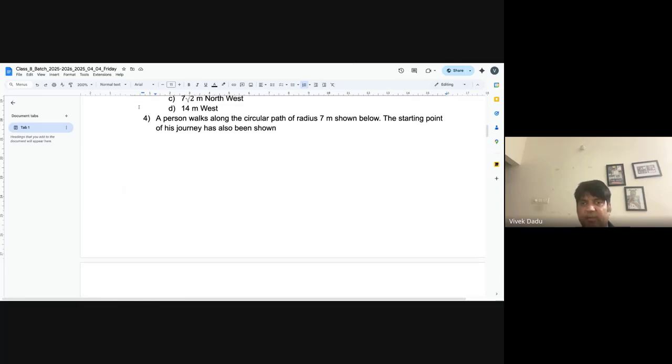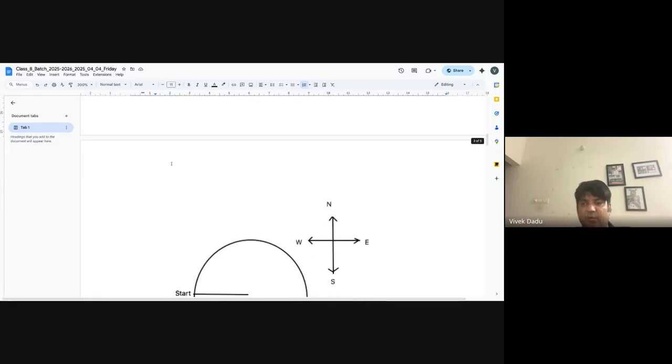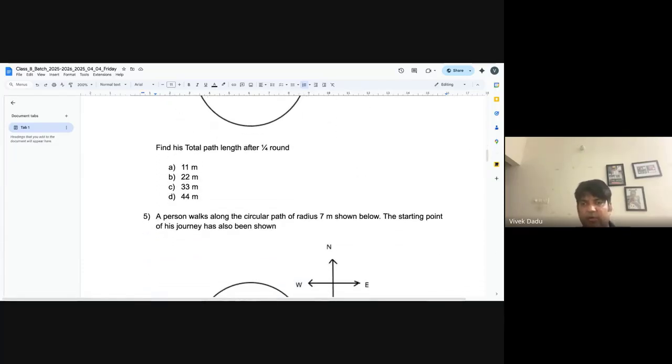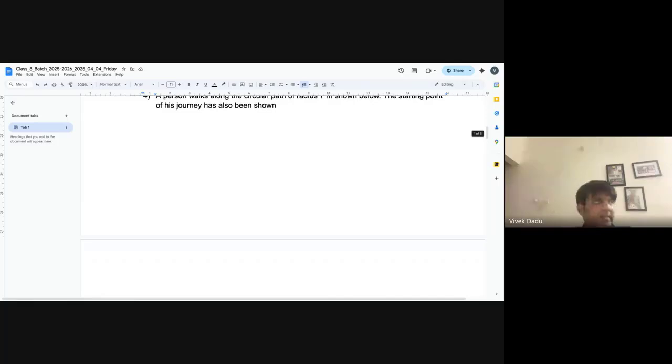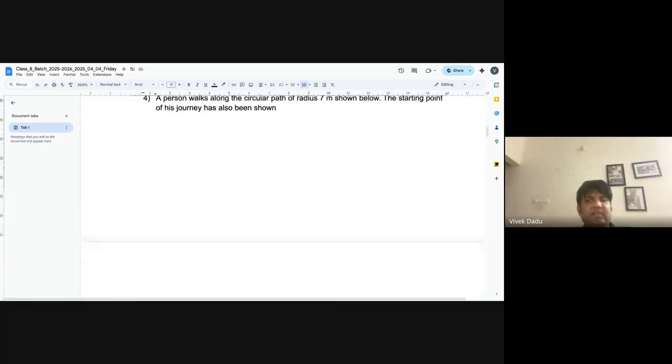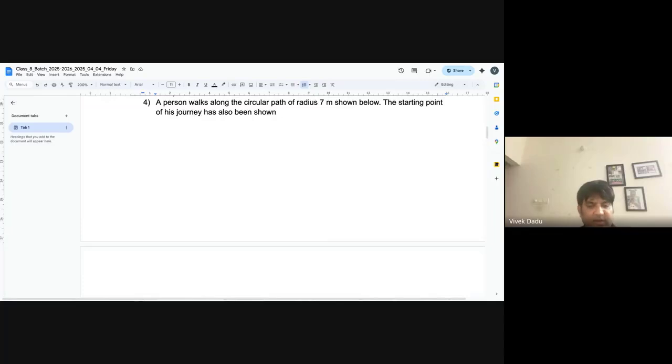Okay, guys, coming back after third, do you have a doubt in the fourth also? Fourth is total path length. In this case, since it's total path length, direction won't matter. So I'm not fixing the fourth question.